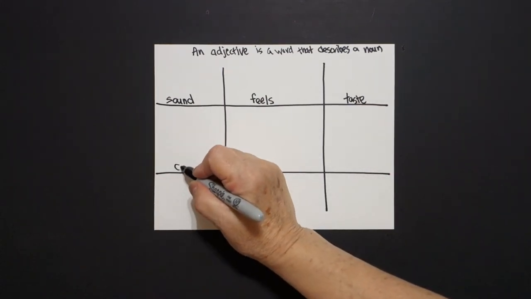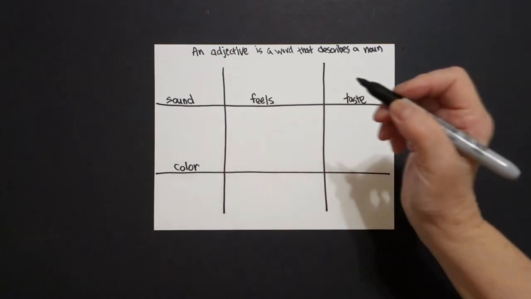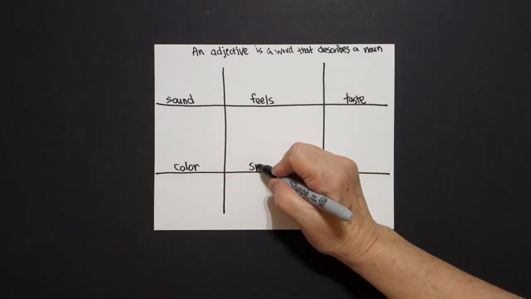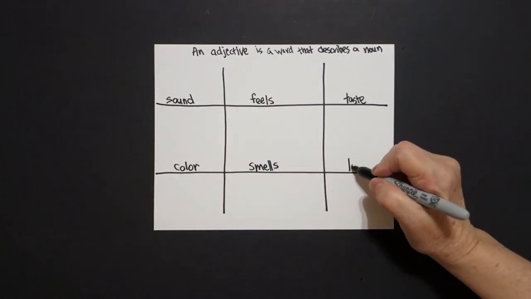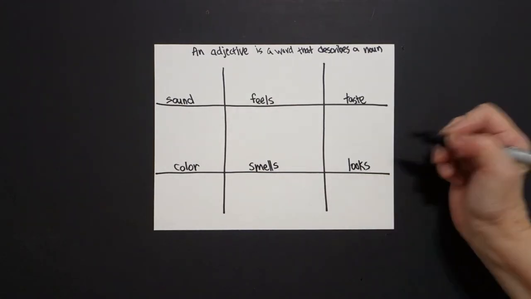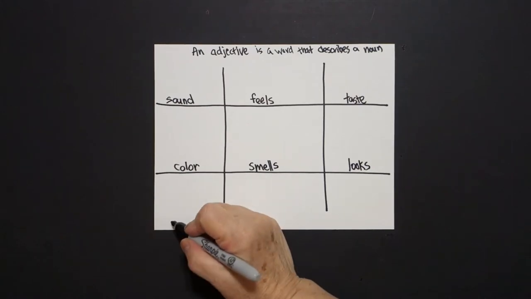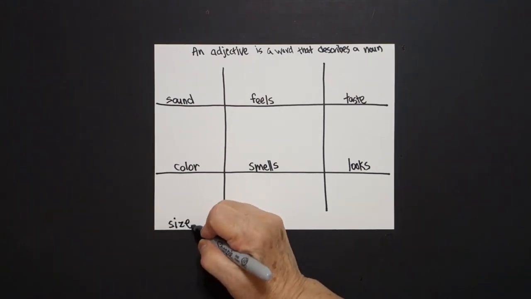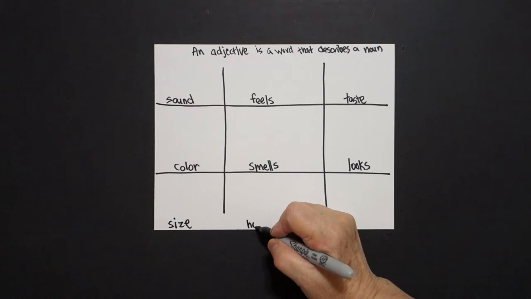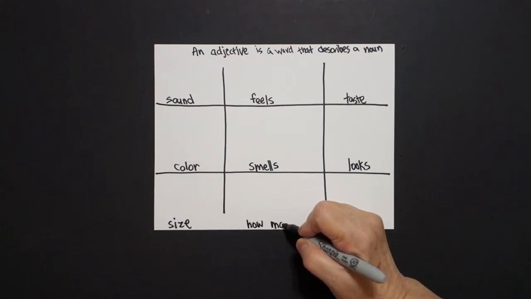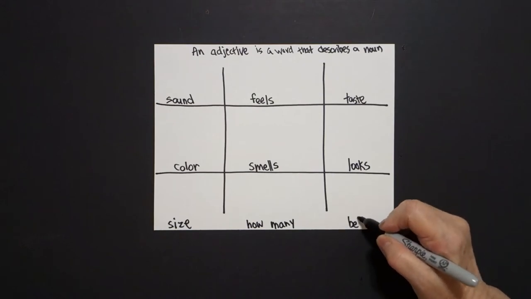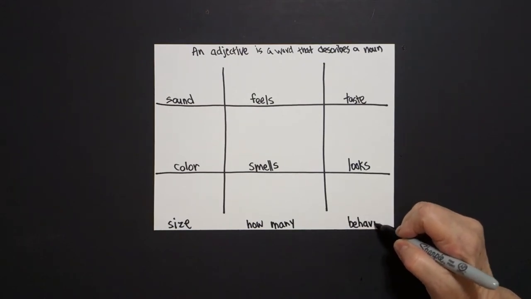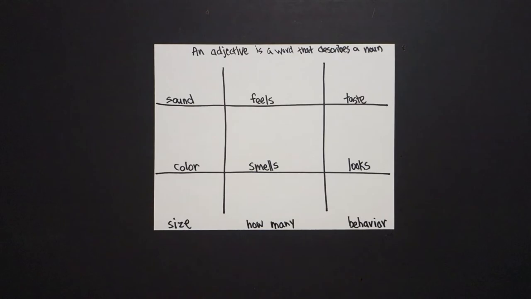Next down here will be color. Next to that will be smells. Next to that will be looks. And now on the bottom, size. How many? And behavior. Now these all sound kind of strange, but you'll understand once we start filling them in.